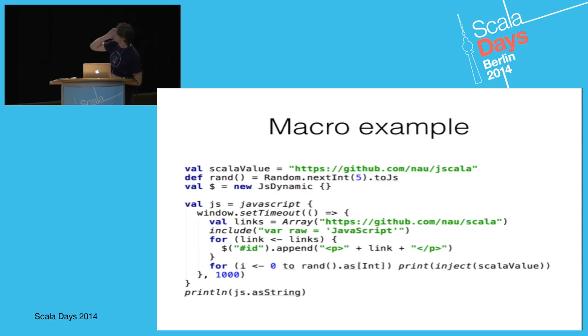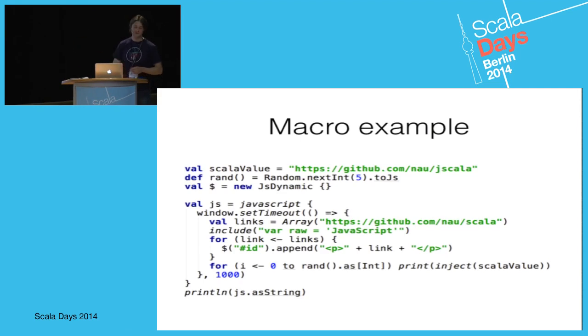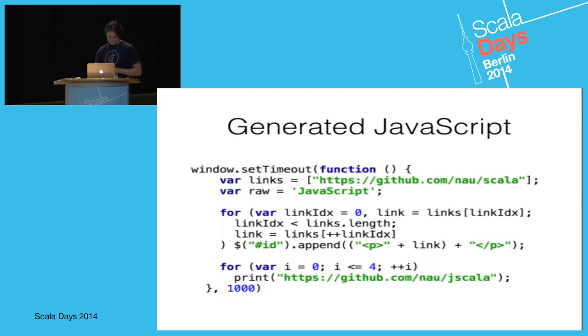Another interesting thing is that if you see the Scala value, it's a string, so you can inject it into this code. And you need to manually say you're injecting it, because otherwise this expression, print Scala value, is going to be literally translated to print Scala value with no actual URL in it. So that's what's going to be generated. As you may see, raw JavaScript was included, array translated, for. And the value of Scala value is injected instead of just print Scala value.